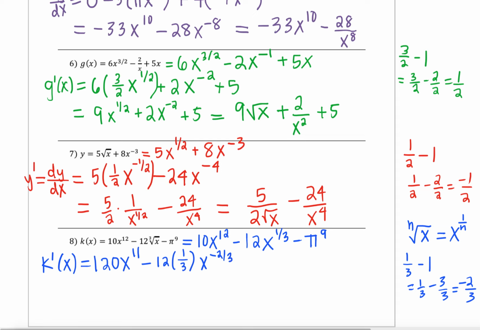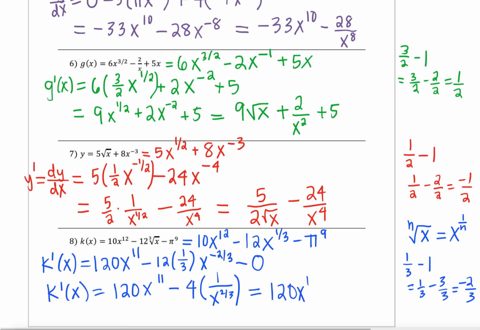And then for the pi to the 9th, the pi again, remember, is a number. If I take a number and I raise it to a power, I still have a number there. So the whole pi to the 9th is a constant, and the derivative of any constant is ultimately 0. Last thing I want to do is just rewrite that negative exponent. So we still have 120x to the 11th. 12 times 1/3 would give us minus 4. X to the negative 2/3 could become 1 over x to the positive 2/3. And then minus 0 won't change anything.